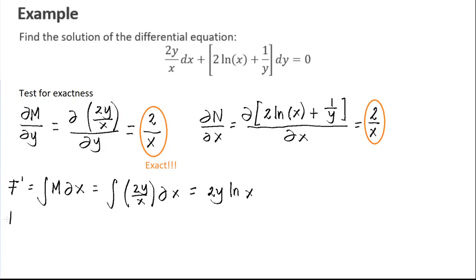How about for f prime prime? That is the integral of n. But here we have with respect to x, but here we will integrate that with respect to y. And what is our n? That is 2 ln x plus 1 over y.